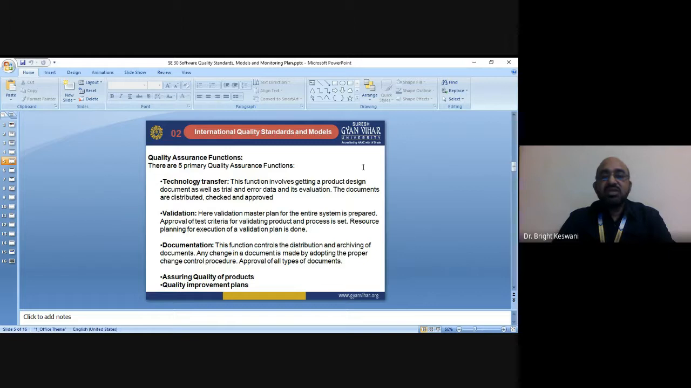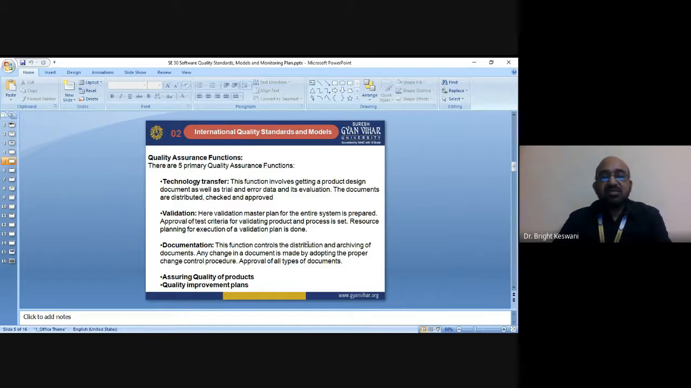Let us discuss the international quality standards and models. Quality assurance functions are categorized into five sections. First is technology transfer, second is validation, third is documentation, fourth is assuring quality of product, and last is quality improvement plans. Technology transfer is concerned with the function that involves getting a product design document as well as trial and error data and its evaluation. And these documents are distributed, checked, and approved.